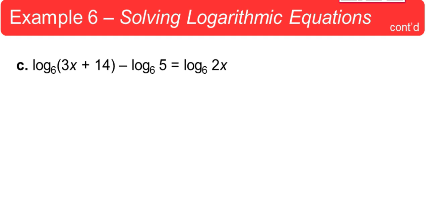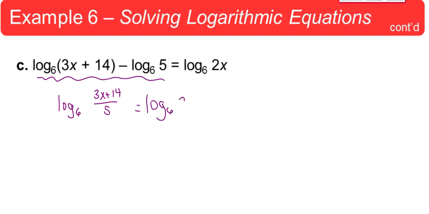A little more complex. If you want a hint before you pause it, my hint is make sure that you get it to be the log base 6 of one thing equal to the log base 6 of another. So my first step here is going to be to condense that left side. They're subtracted, so this is the log base 6 of (3x plus 14) divided by 5 equals the log base 6 of 2x. So now I can say, it's the log base 6 of this equals log base 6 of that. So I can say (3x plus 14) divided by 5 equals 2x.